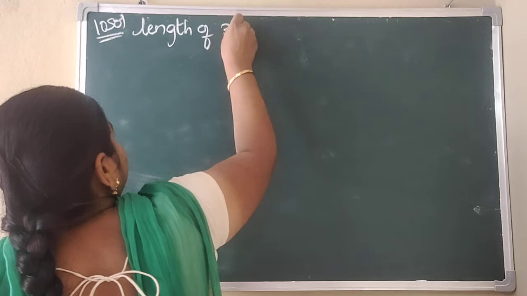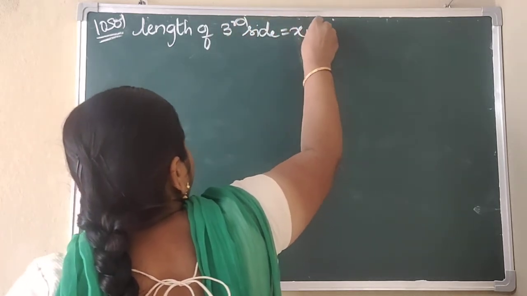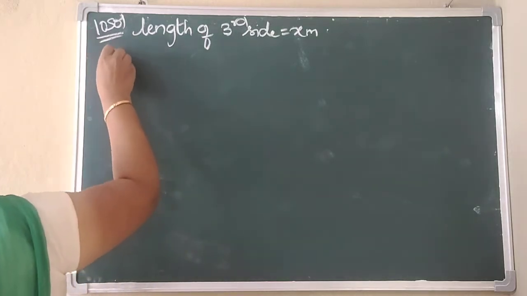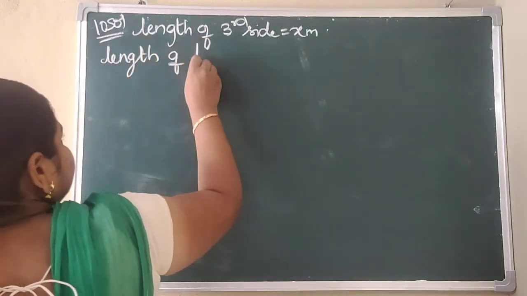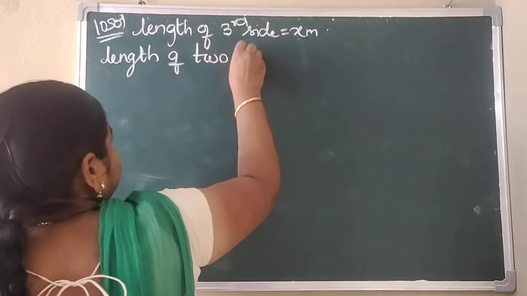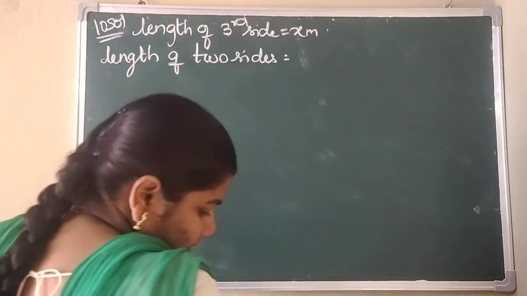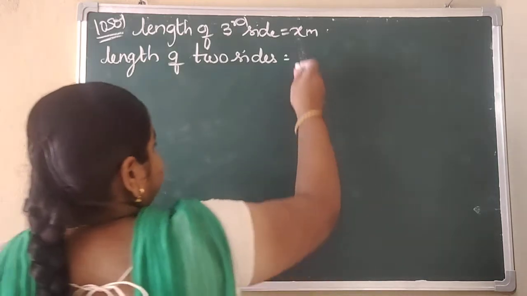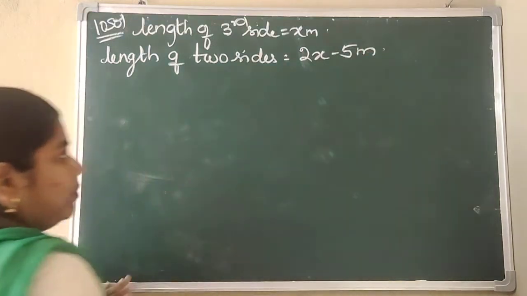Length of the third side is x meters, because we don't know. And the length of the two sides, how much? They told that it is 5 meters less than twice the third side. That will be 2x minus 5 meters.